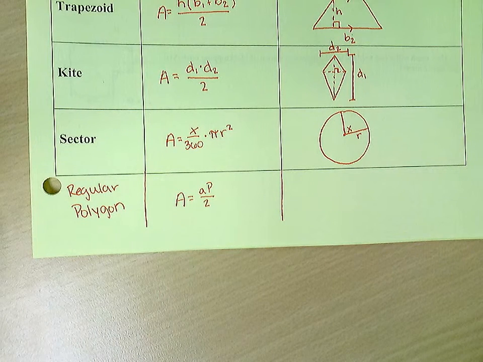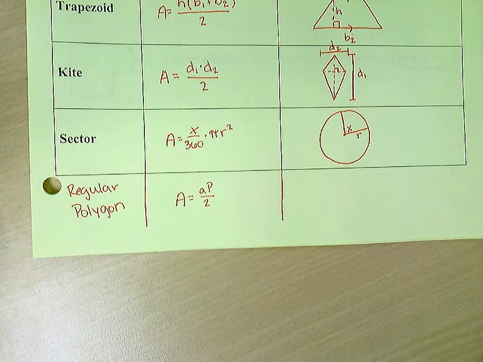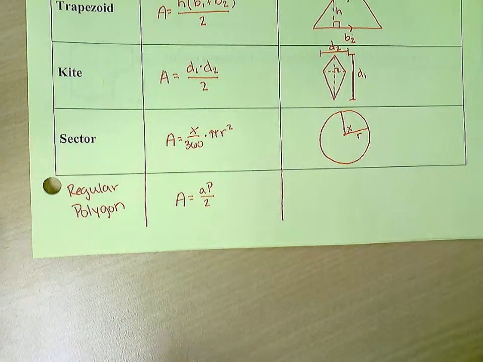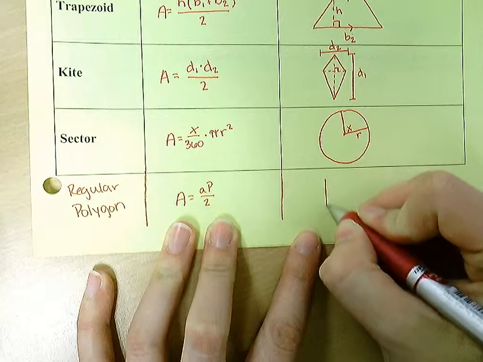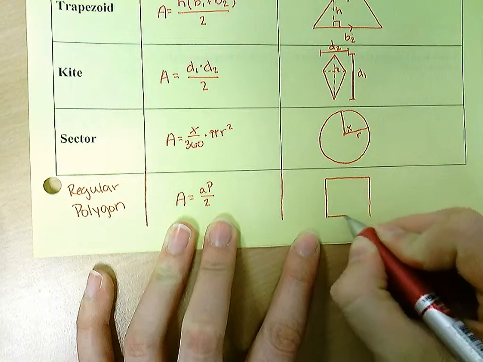Now, again, a regular polygon is where all of your sides are congruent to each other and all of your angles are congruent to each other. So it could have a different amount of sides. The one I'm going to draw on here is just going to be a square. Again, it doesn't always have to be a square.